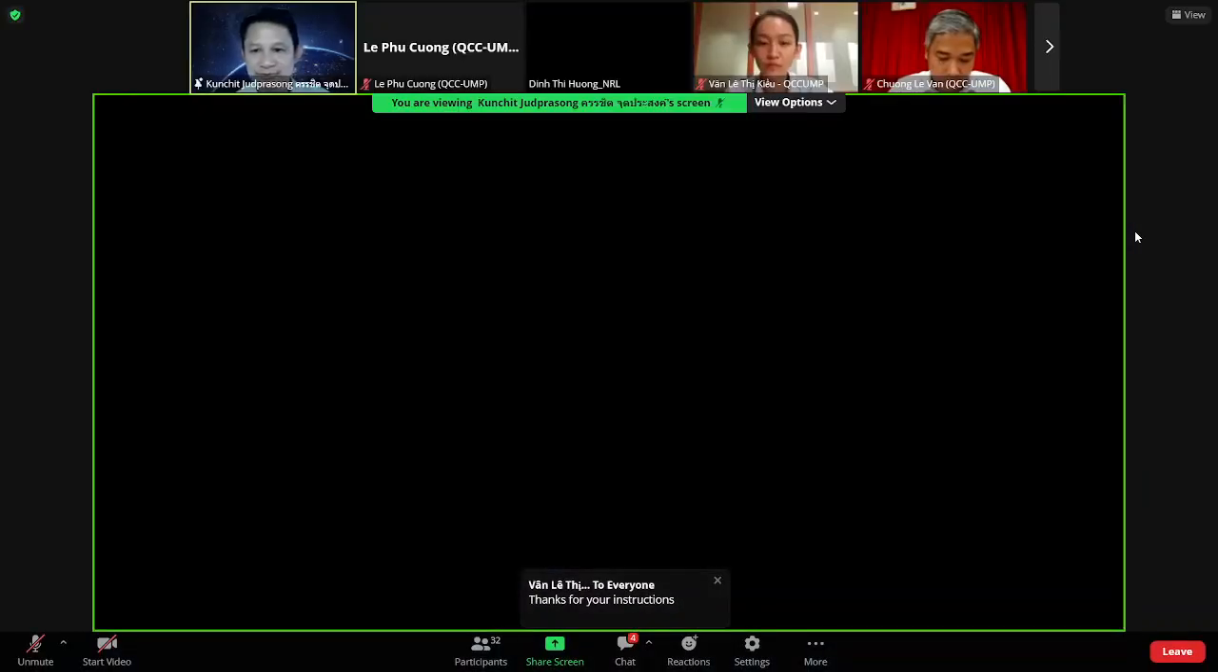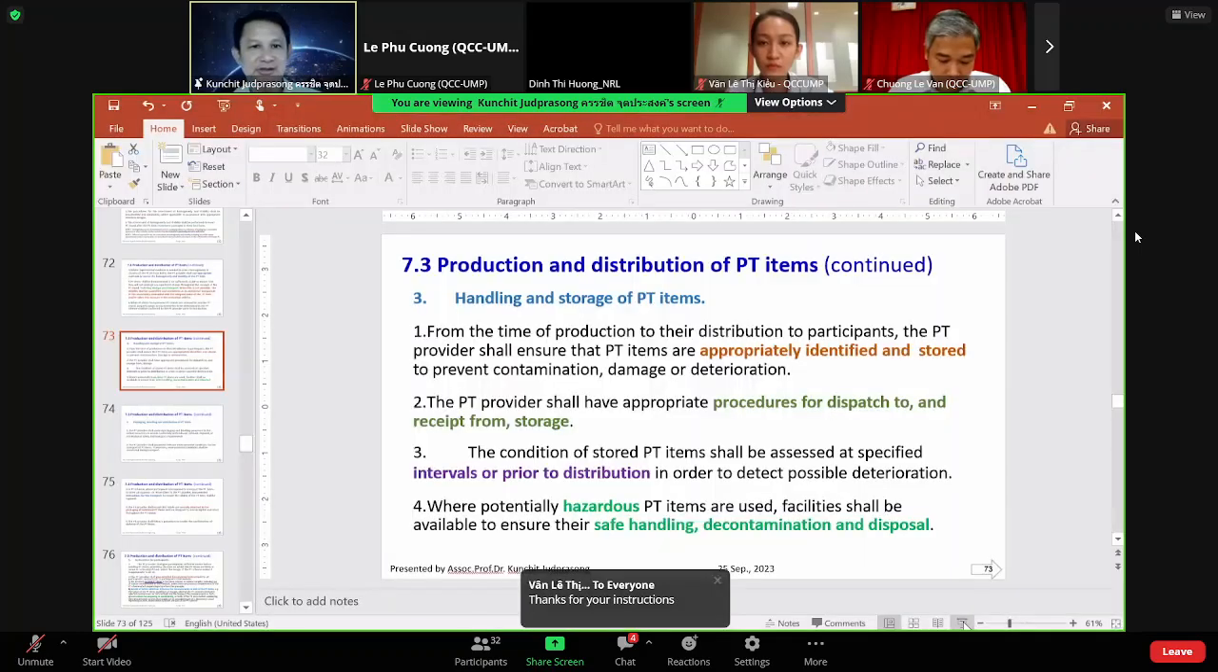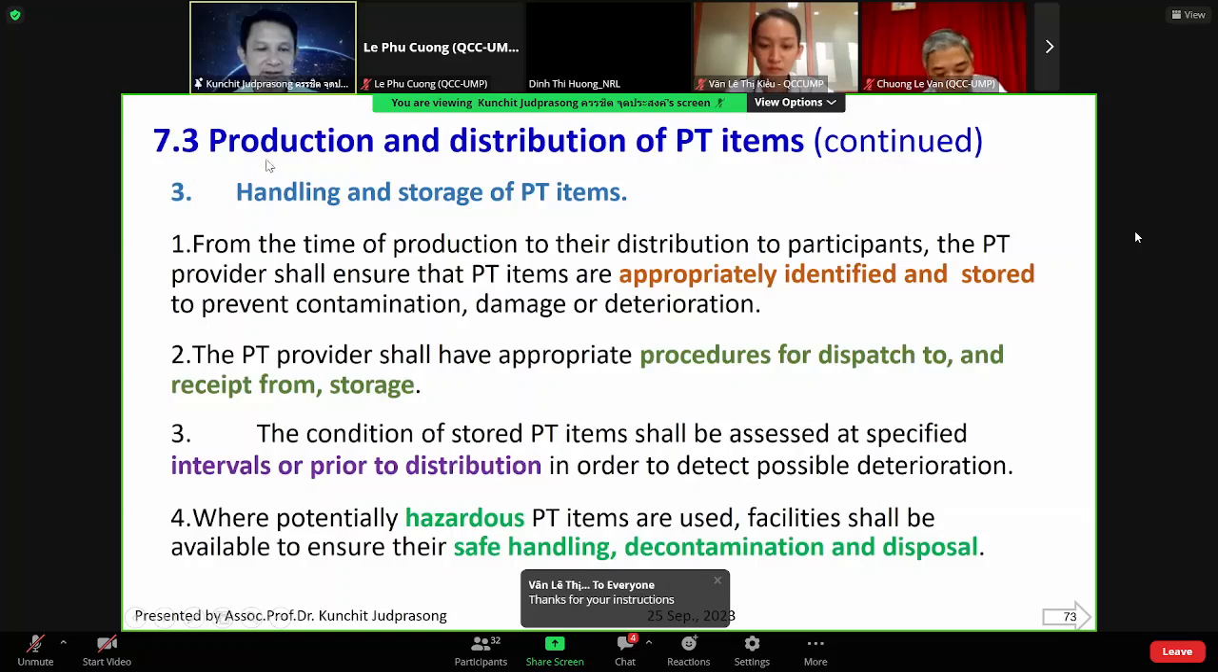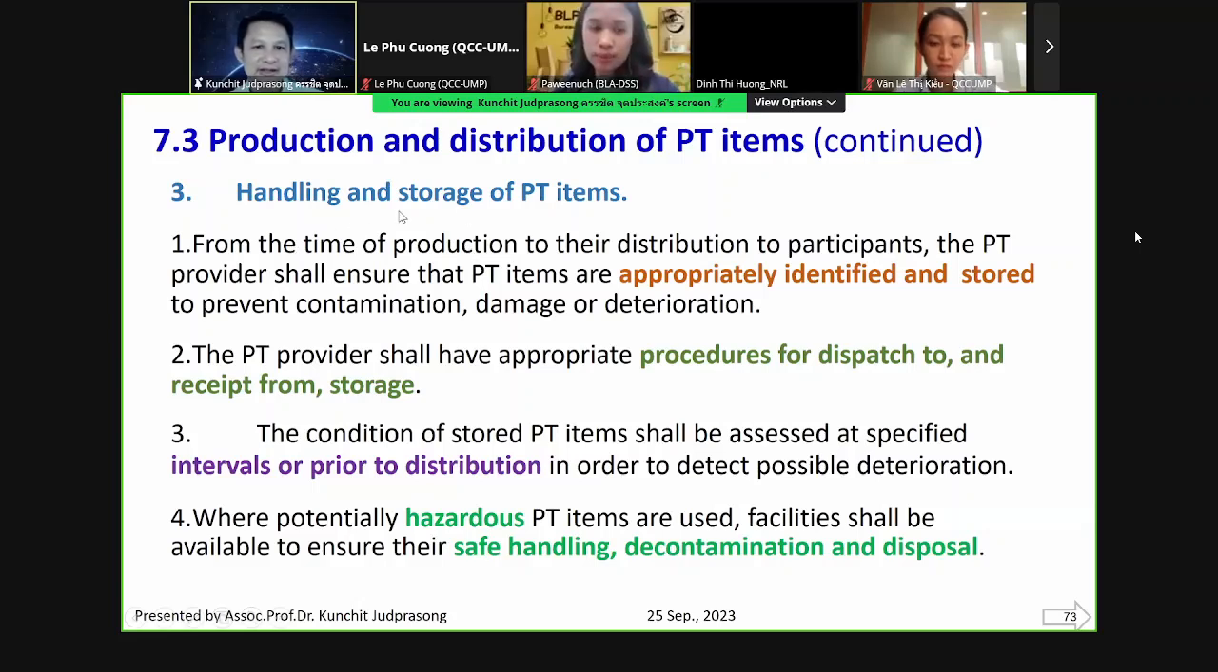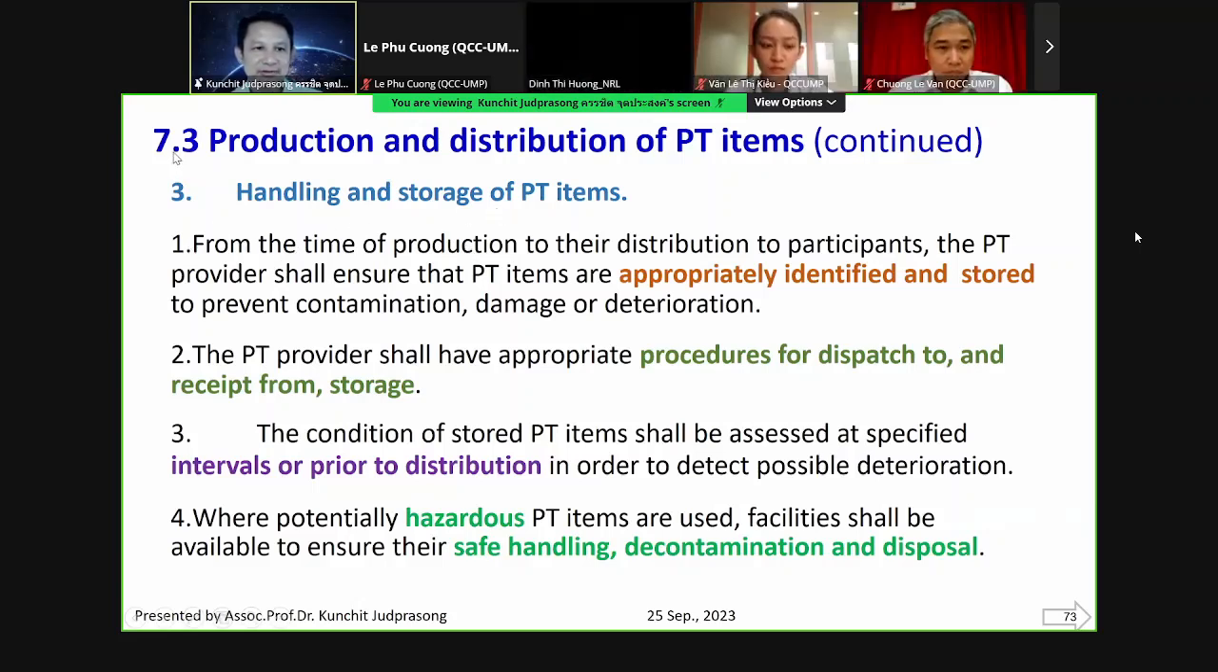Now I continue with the lecture, again in 7.3. 7.3 is a long story about PT handling and storage. 7.3.3.1: from the time of production to their distribution to participants, the PT provider shall ensure the PT items are appropriately identified and stored to prevent contamination, damage or deterioration.